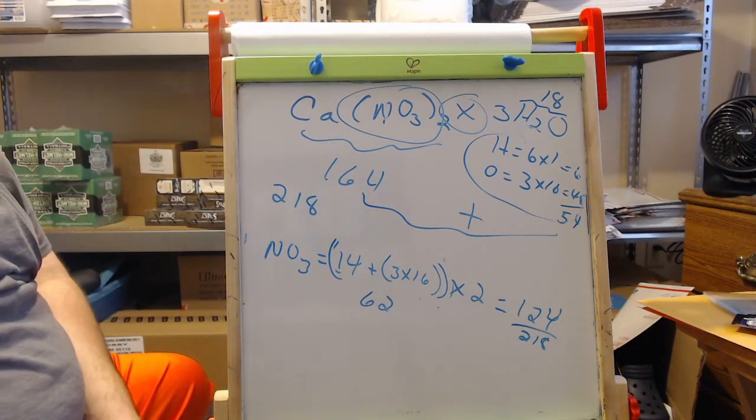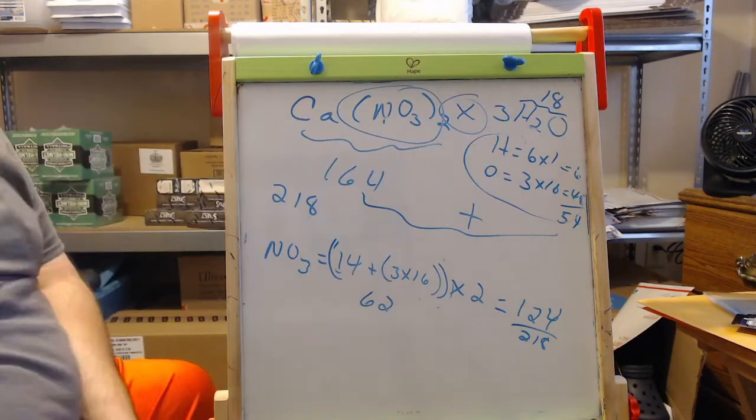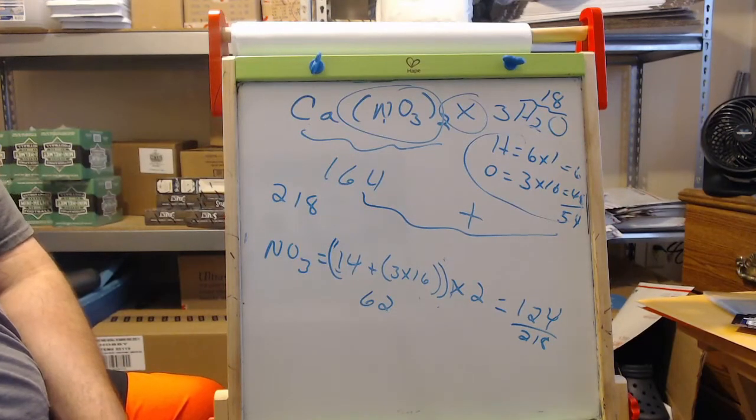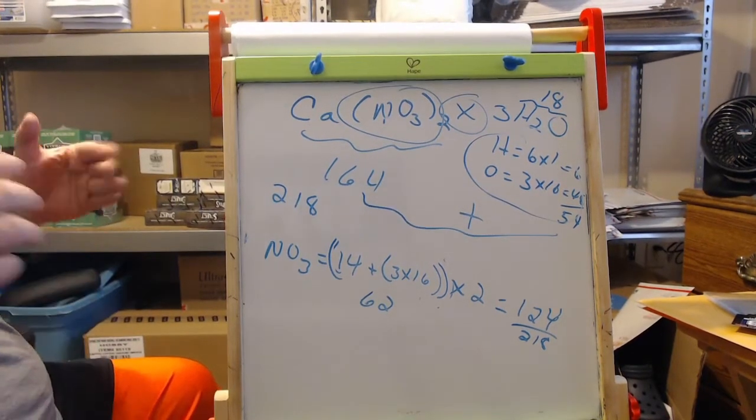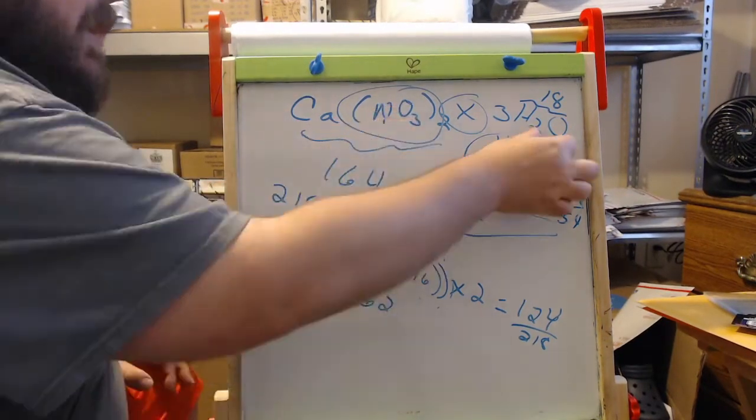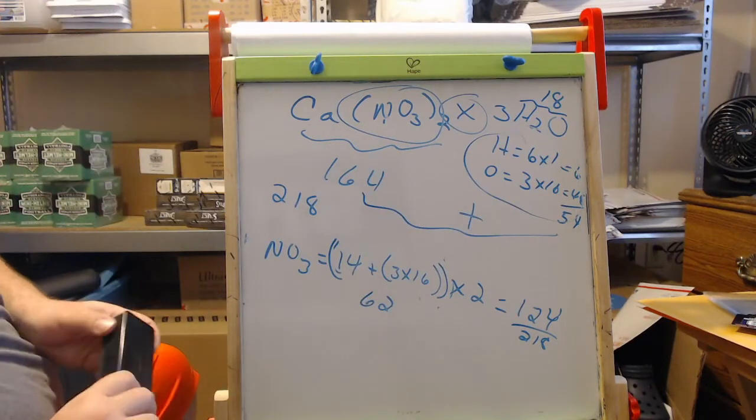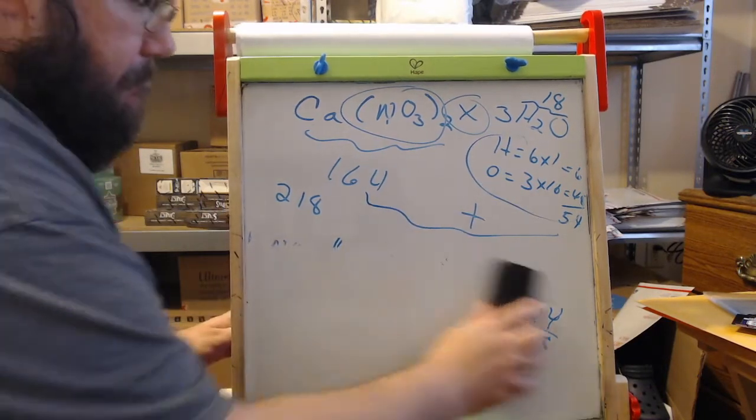If I want to know parts water, you could break this down multiple ways. It doesn't have to be parts of an individual element. It could be a polyatomic. It could be the water. All right. Any questions on that?